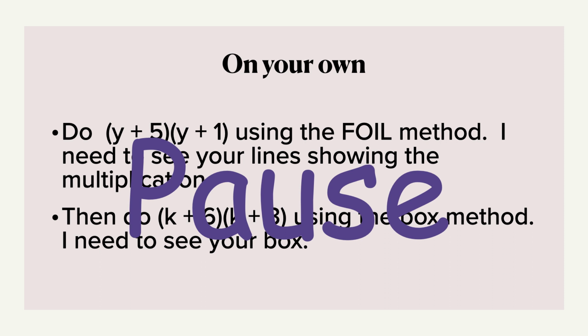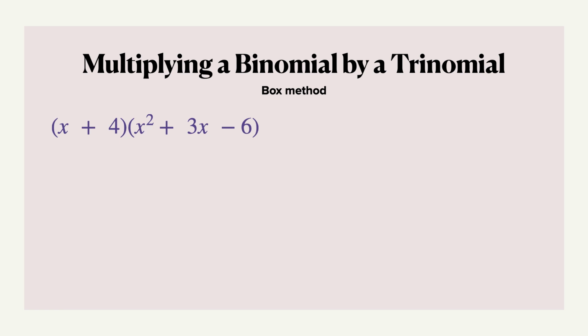All right, so now, this time, look at this problem. I have a binomial times a trinomial. Now, yes, you can do this by FOIL, and that's what the directions say on your paper. I want you to cross out the word FOIL and write in the word box, because that's how I want you to do these next problems. In my opinion, the box method is a little clearer and easier to see.